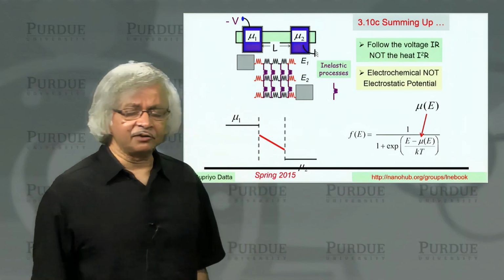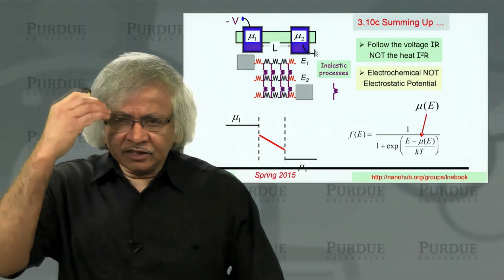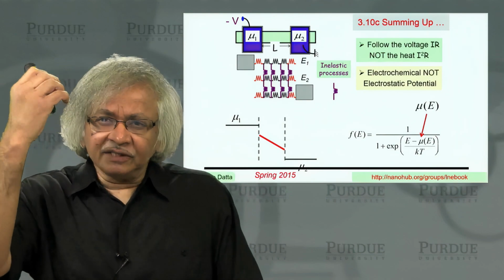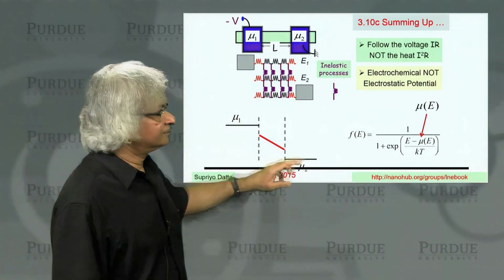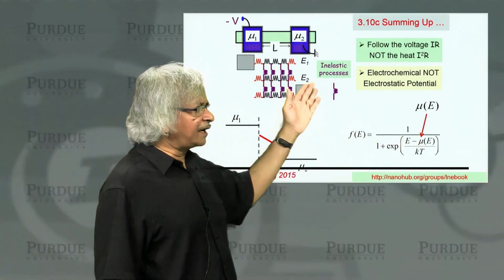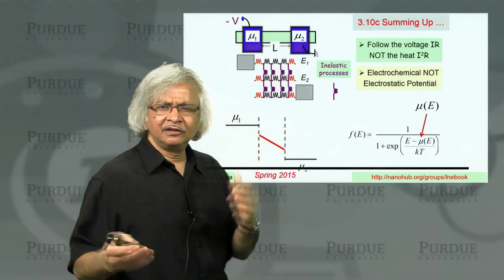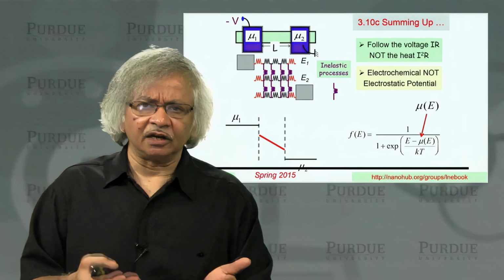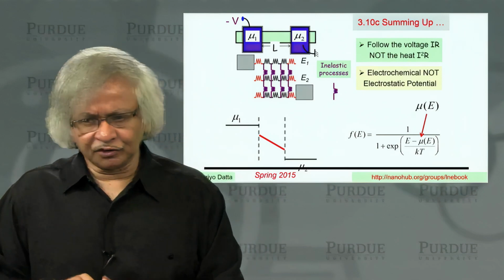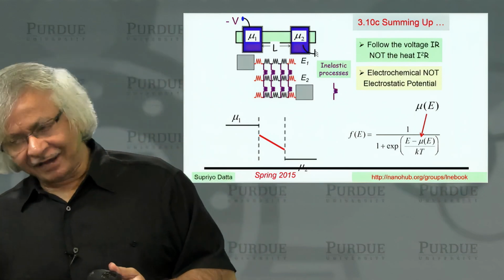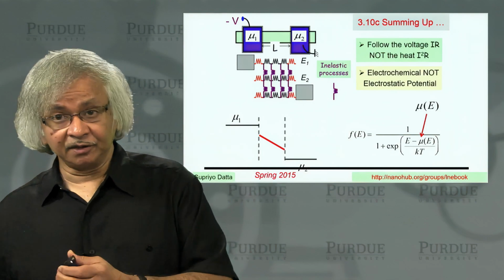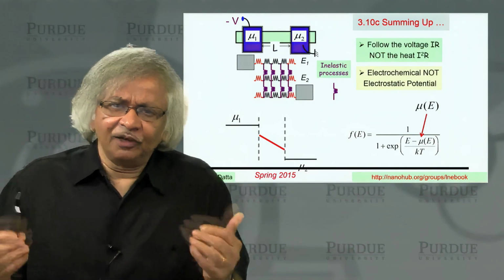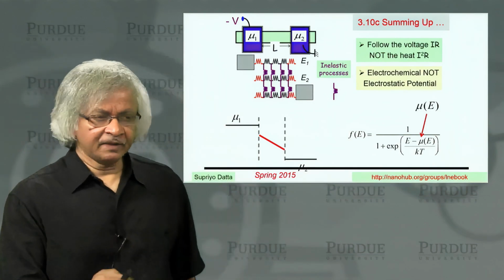So the point I'm trying to make is, using this concept of electrochemical potential, you can have a pictorial view of whether you expect, say, inelastic processes to make a difference or not, for example. And of course, you have to check against actual calculations and against experiment. But it gives you a way of thinking about things, you see.